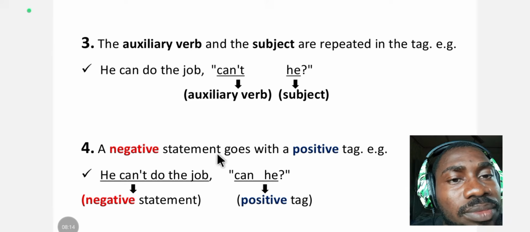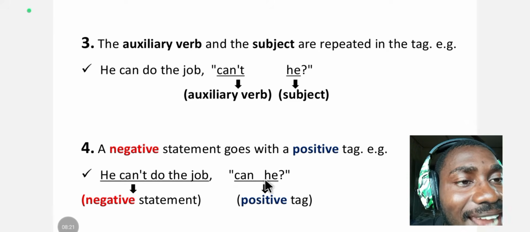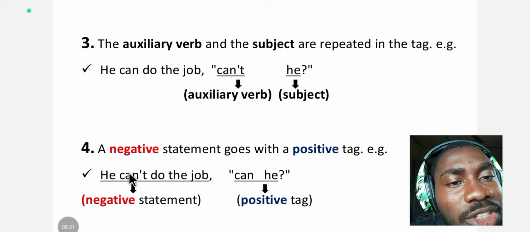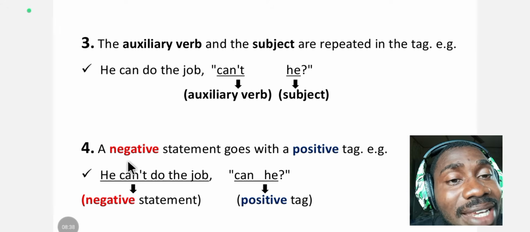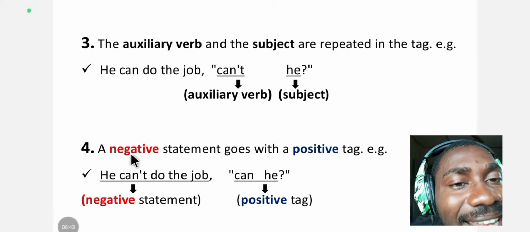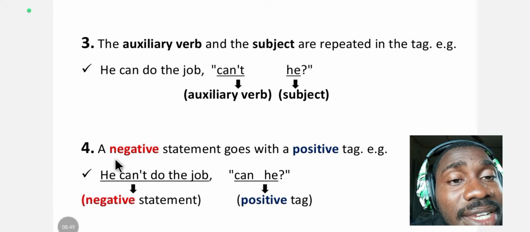For example, he can't do the job, comma, then the tag. What do we have there? Can he? He can't do the job, can he? If you look at the arrow pointing down, the statement we have there is a negative statement. And why is it a negative statement? Because of this auxiliary verb here. Can't is a negative. He can't. He cannot. A negative. This makes this a negative statement.